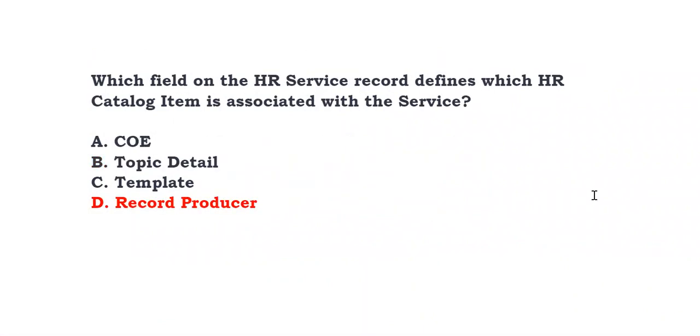Next question. Which field on the HR service record defines which HR catalog item is associated with the service? Option A, COE. Option B, topic detail. Option C is template. Option D is record producer. Correct answer is option B.